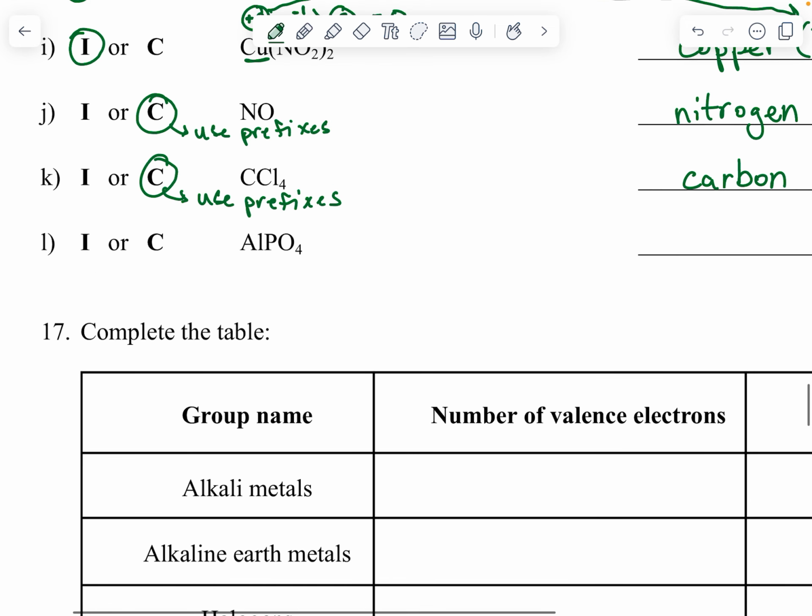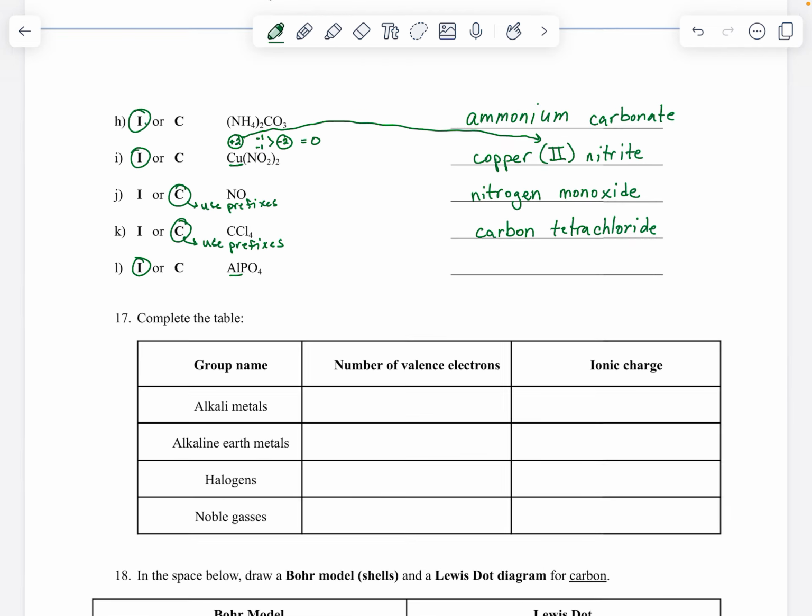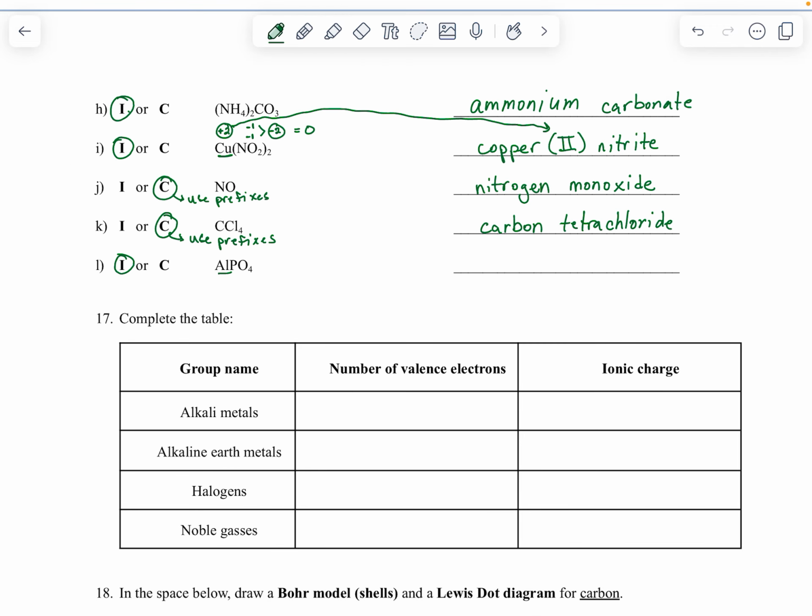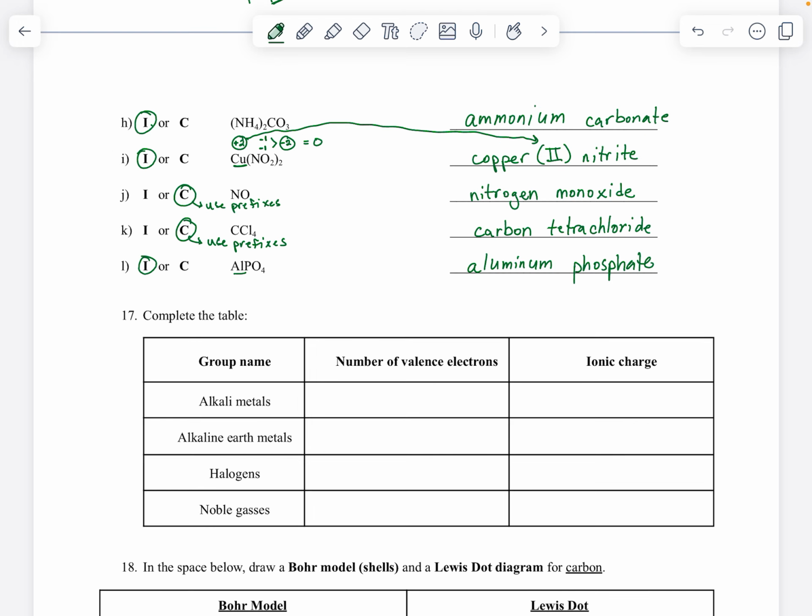And then last one, Al, that is ionic because it is aluminum, which is a metal. Aluminum is not a transition metal, so we don't have to worry about the Roman numeral to designate that charge. It always has a positive 3 charge. And then we see that the group that it's with is a PO4 group, which is our phosphate group. All right.